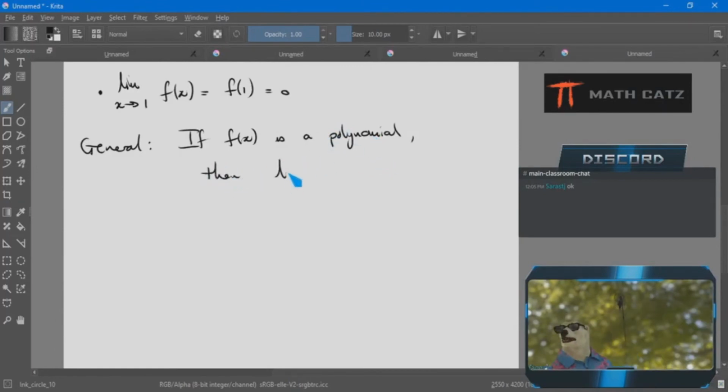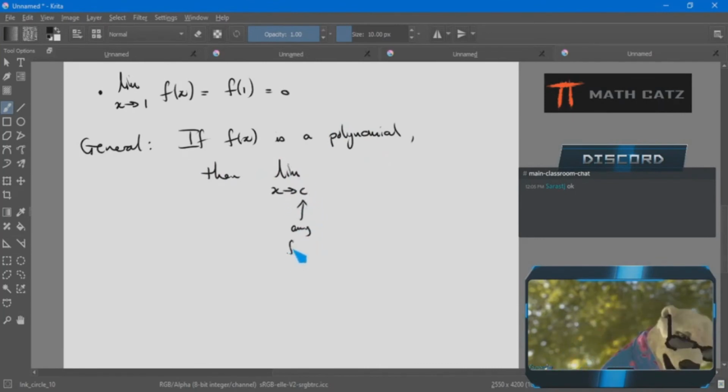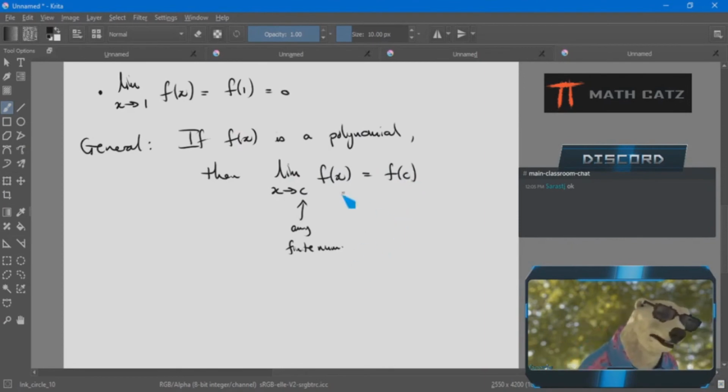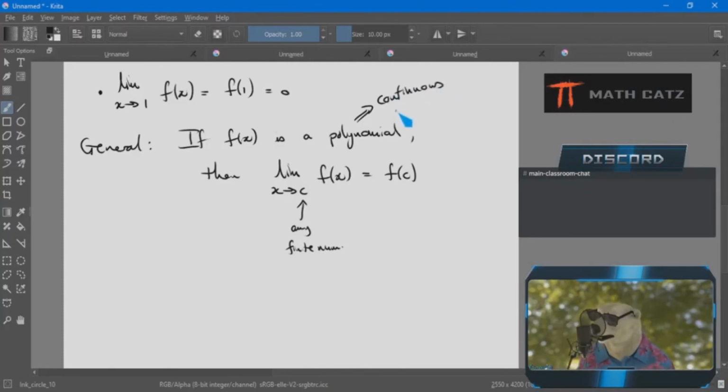Then I could say the limit question as x approaches any c, any finite number, 0, 1, 1,000, what do I care, is going to be the y value that I get when I plug in that x value. Because this polynomial is continuous, let's say here for all x values. Everywhere it's continuous on the whole number line.